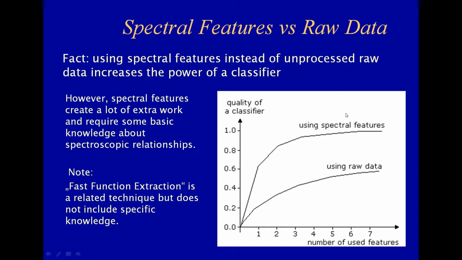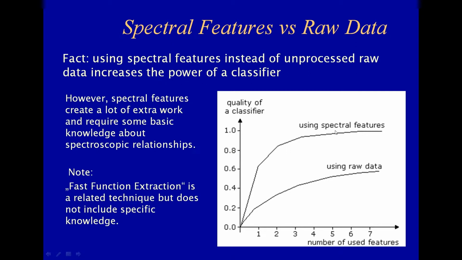And as you can see here, building up a classifier using raw data takes many features in order to get a classifier which is good. In this case, it takes hundreds of features in order to get up where the classifier is when you're using spectral features. So using, for example, 4 or 5 spectral features creates a classifier which is almost perfect, and this quality criterion here is a logarithmic measure.